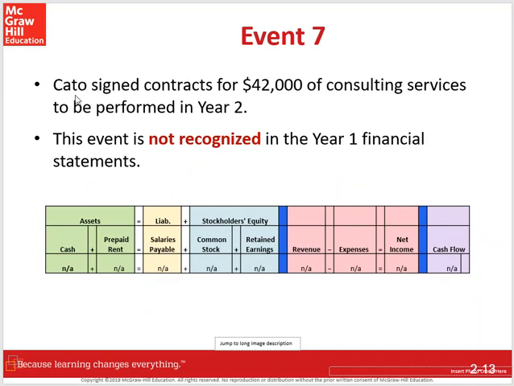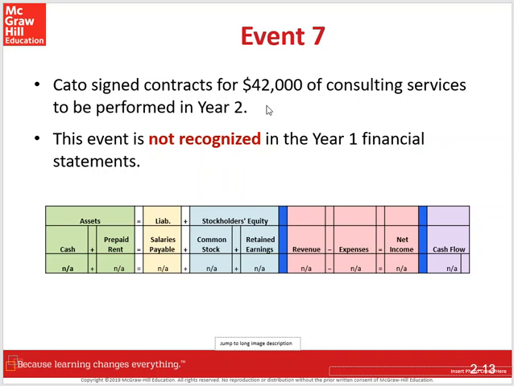Event 7. Cato signed contracts for $42,000 of consulting services to be performed in year 2. Well, that's nice. I'm really happy to know that, but guess what? There's really nothing for us to do here. How do we know? 3 questions.